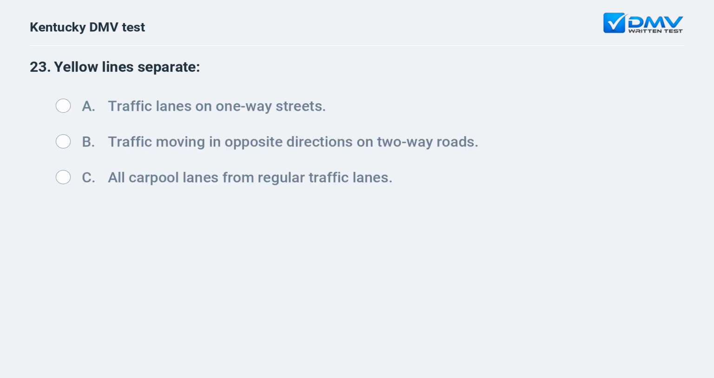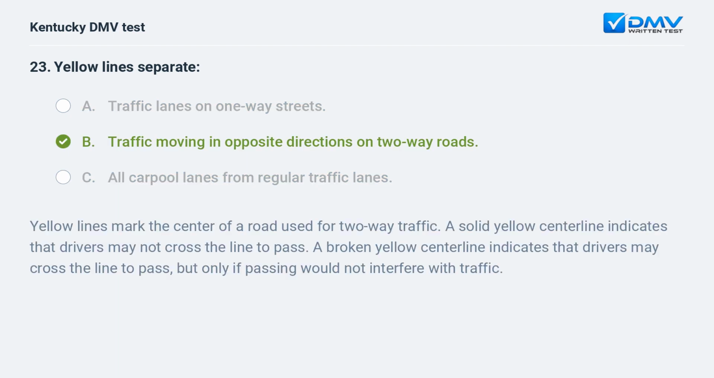Yellow lines separate: A. Traffic lanes on one-way streets. B. Traffic moving in opposite directions on two-way roads. C. All carpool lanes from regular traffic lanes. B. Traffic moving in opposite directions on two-way roads. Yellow lines mark the center of a road used for two-way traffic. A solid yellow center line indicates that drivers may not cross the line to pass. A broken yellow centerline indicates that drivers may cross the line to pass, but only if passing would not interfere with traffic.